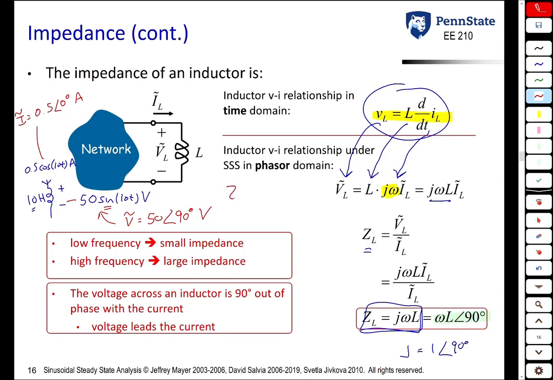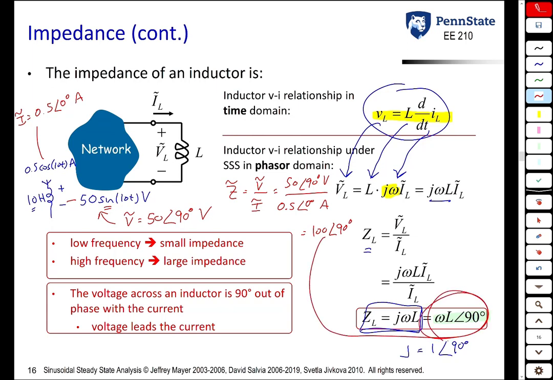So here, Z is V over I, 50 at 90 degrees over 0.5 at 0 degrees, and we get 100 at an angle of 90 degrees. And notice that agrees with that result there. The 100, there's a 10 because the frequency is 10 radians per second in this example, and the L is 10 henries in this example.